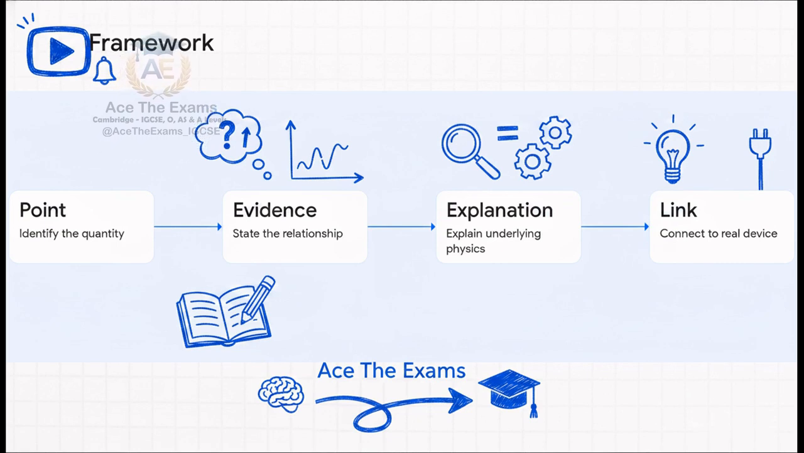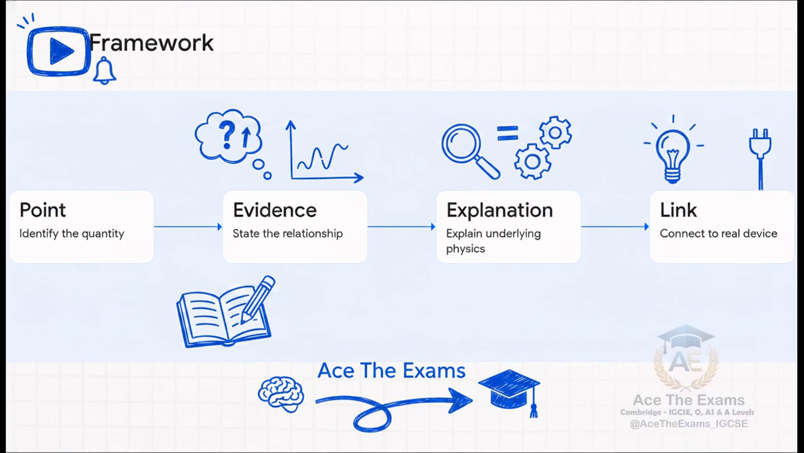Okay, let's get into the exact strategy. This framework is your gateway to full marks. Step 1, point. You need to explicitly identify the quantity or phenomenon. Don't beat around the bush, name it. Step 2, evidence. State the mathematical or physical relationship involved. What interacts with what? Step 3, explanation. This is where you explain the underlying physics driving that relationship. And step 4, link.